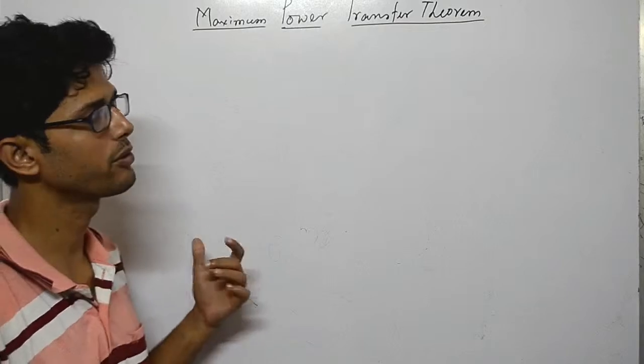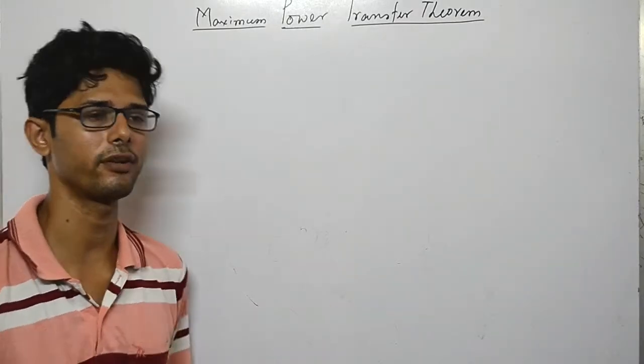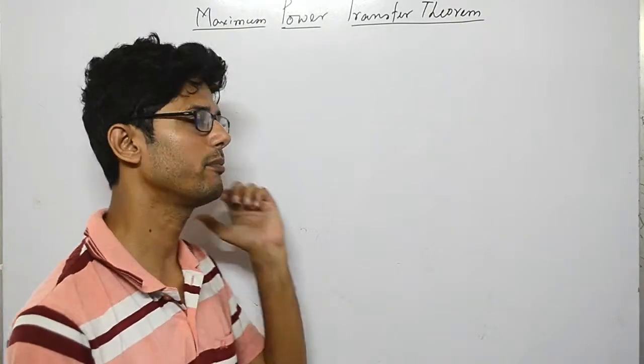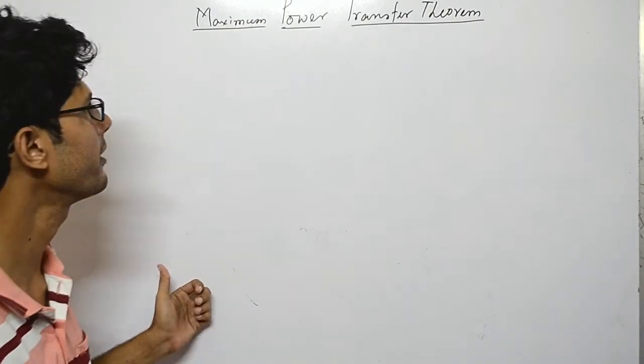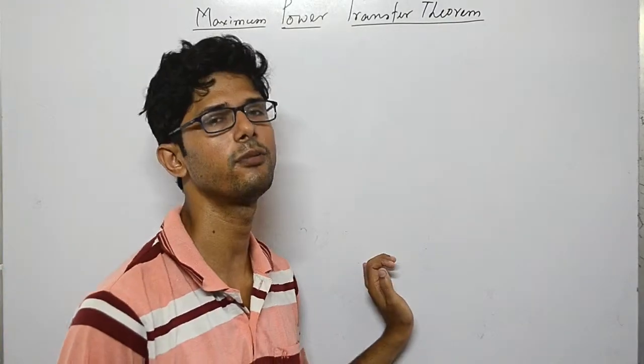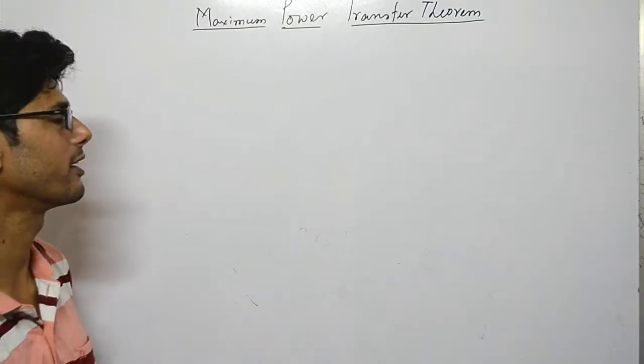Where will it be applicable, where is maximum power transfer actually required? In communication engineering circuitry, where maximum power transfer is required, meaning from the source to the destination, from the transmitter to the receiver, the maximum power should be delivered.